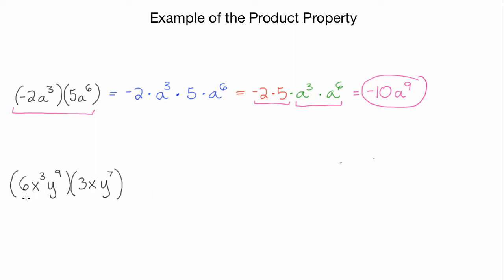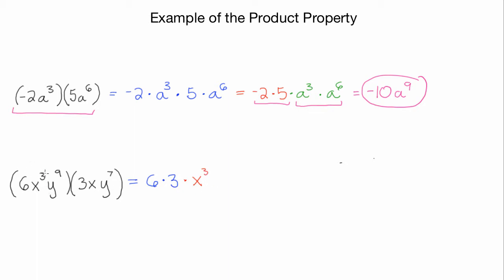So now I've got 6x to the third, y to the ninth, being multiplied by 3 times x times y to the seventh. So lots of multiplication going on here. Well, again, let's reorder this. So all of this is multiplied, so I could think about this as 6 times 3. Doesn't matter the order in which I multiply things. Now I have x's multiplied. That's x to the third power.